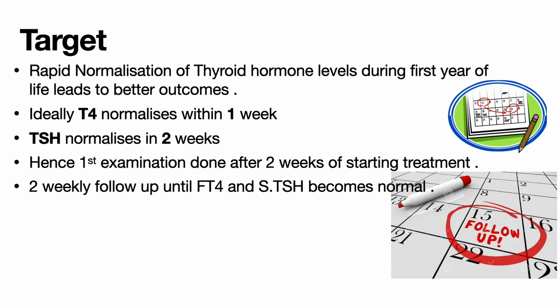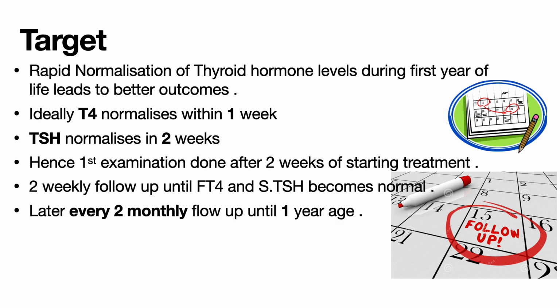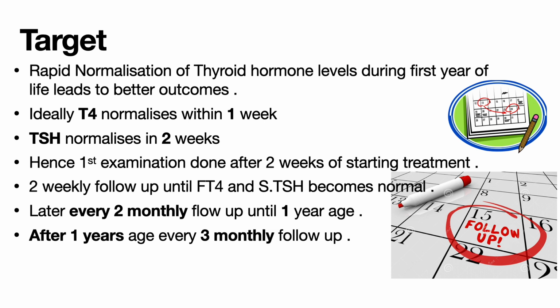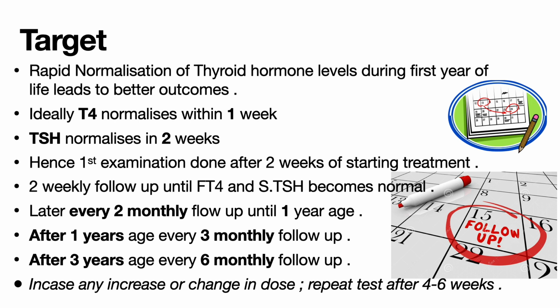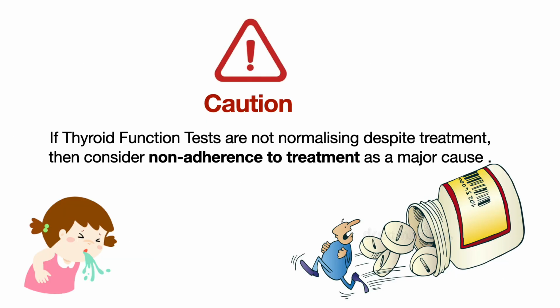The 2 weekly follow up until FT4, the free T4, and the serum TSH become normal. Later, every 2 monthly follow up until 1 year of age, and after 1 year, every 3 monthly follow up until 3 years of age, and after 3 years, every 6 monthly follow up is done. In case of any increase or change in dose, repeat testing after 4 to 6 weeks is performed. One must note, if the thyroid function test, that is free T4 and the TSH, are not normalizing despite treatment, then consider non-adherence to the treatment as a major cause.